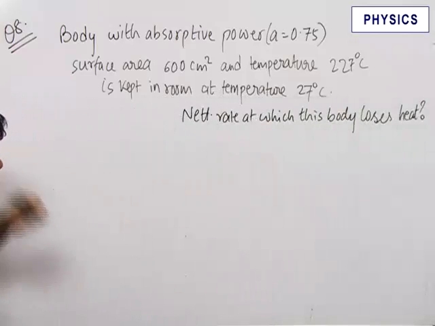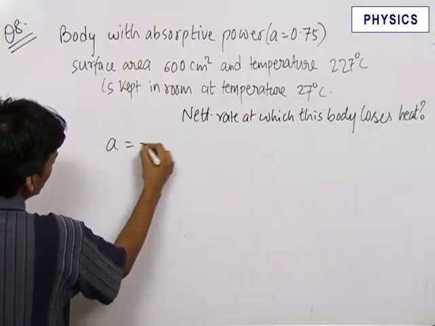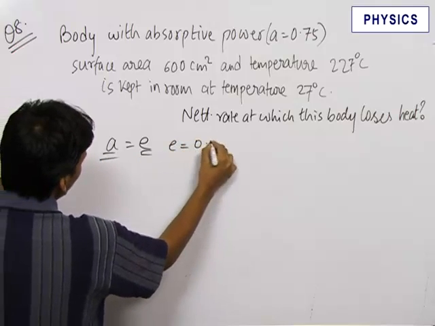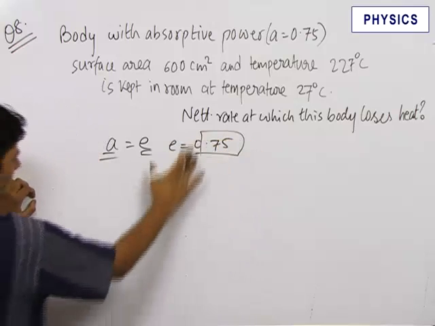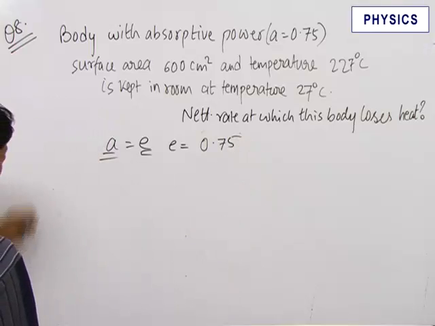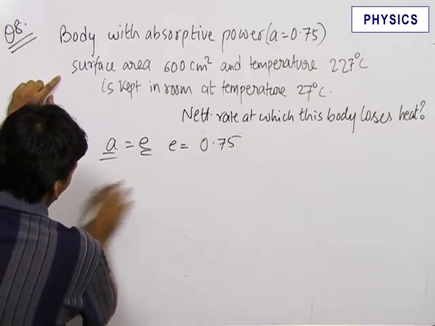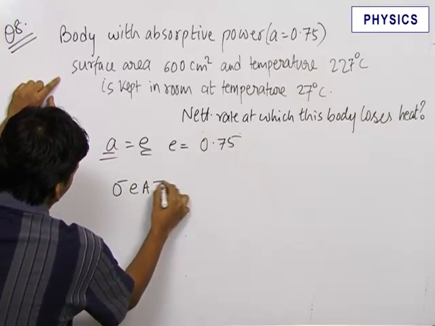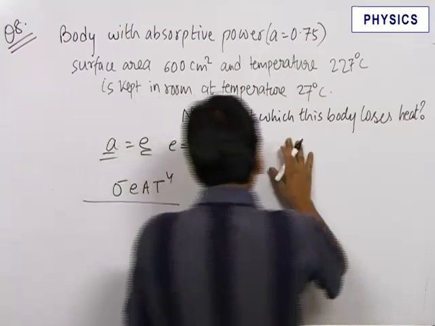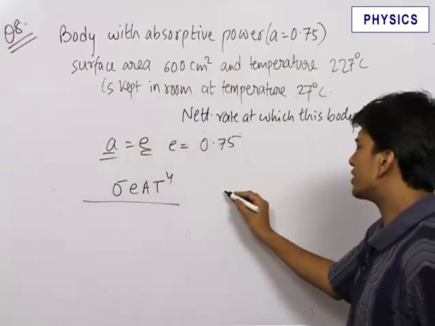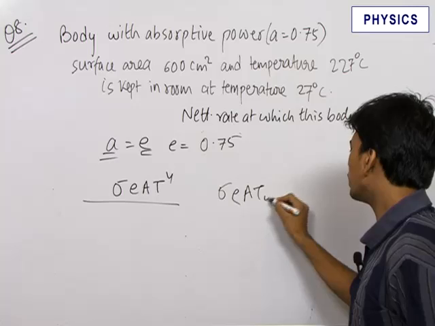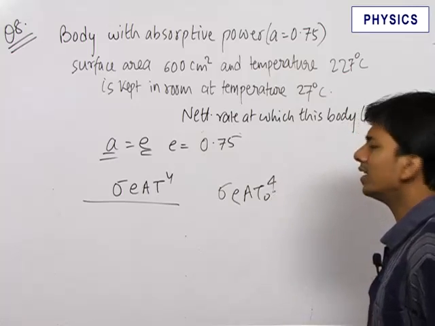So for solving this question, the first thing is that A is equal to E, where absorptive power is equal to emissivity of the object, we know that. Therefore, we get the value of E to be equal to 0.75. Now we know that the rate of emission or radiation of the object is sigma EA into T raised to power 4, where T is the current temperature of the object, and the rate at which it absorbs heat is equal to sigma EA into T naught to the power 4, where T naught is the temperature of the surrounding.